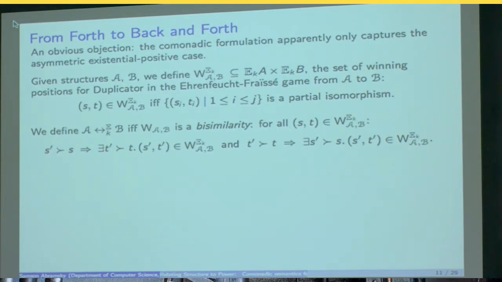So here's what I'm going to do. I'm going to define the set of winning positions in this Ehrenfeucht-Fraïssé game. And this is just a rephrasing of what we've already seen. It's going to be the set of all pairs of sequences between E_k of A and E_k of B, which just have this property that the corresponding relation they induce is a partial isomorphism. Okay. So then we define this back and forth equivalence between A and B to hold if and only if this relation is a bisimilarity.